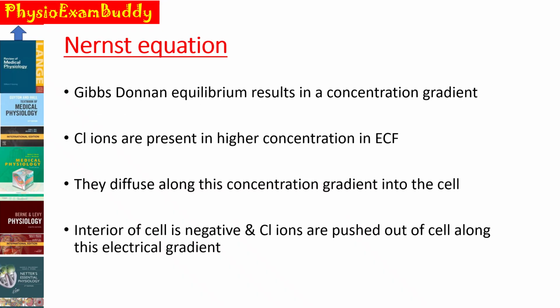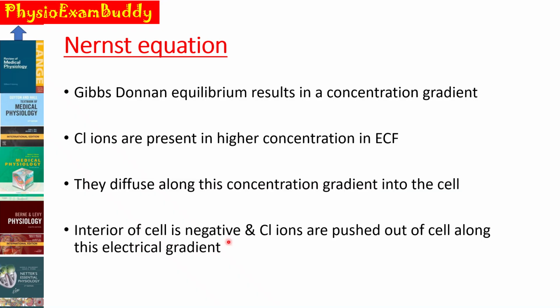The next factor affecting the genesis of resting membrane potential is the Nernst equation. So Gibbs-Donnan equilibrium results in a concentration gradient across the cell membrane. So chloride ions are now present in higher concentration in the ECF, that you all know. So they will diffuse along this concentration gradient into the cell. So the interior of the cell becomes negative because chloride has a negative charge. So the chloride will move from the ECF to the ICF. So it will carry the negative charge from the outside to the inside.